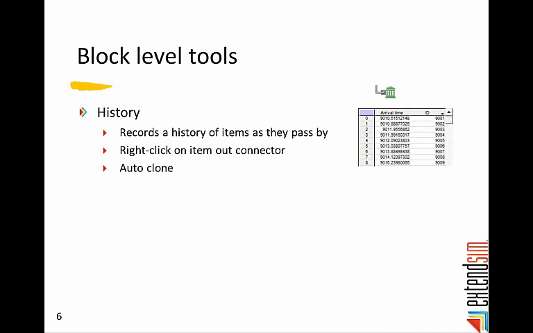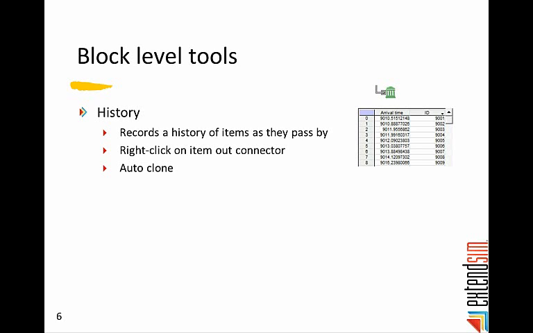So what are some block level tools? Well, the history block is kind of our go-to block or tool for debugging. It records a history of the items as they pass by. As each item passes by the block, we get a new row in the data table in the block, and we can see that over here on the right. We'll see the time that the item arrived at the block, and then we've got, in this case, one attribute called ID, and we're seeing the value of that attribute as it passes by.